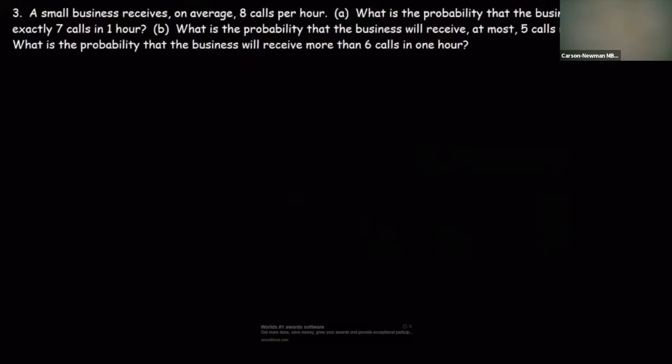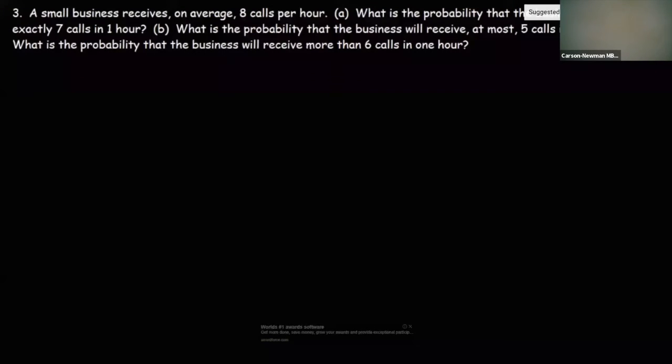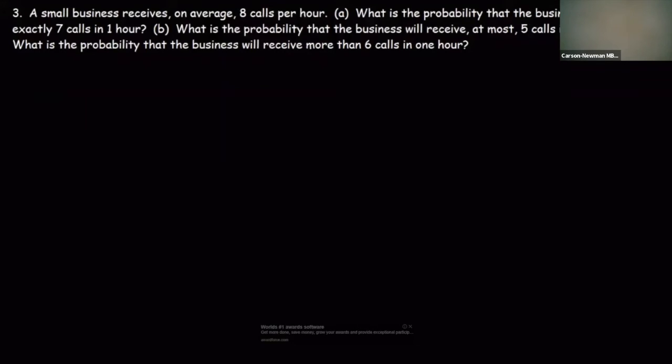Number 3, a small business receives on average 8 calls per hour. What is the probability that the business will receive exactly 7 calls per hour? So we know how to do these types of problems. So we can clearly see that the mean is 8 and x is 7, since we want to calculate the probability when x is 7.